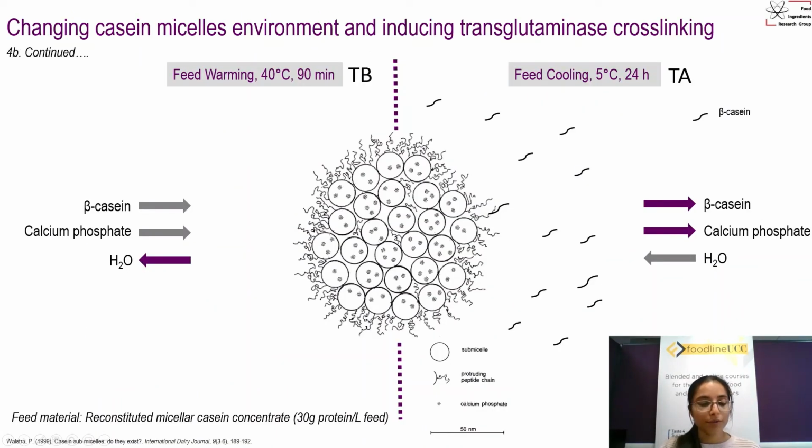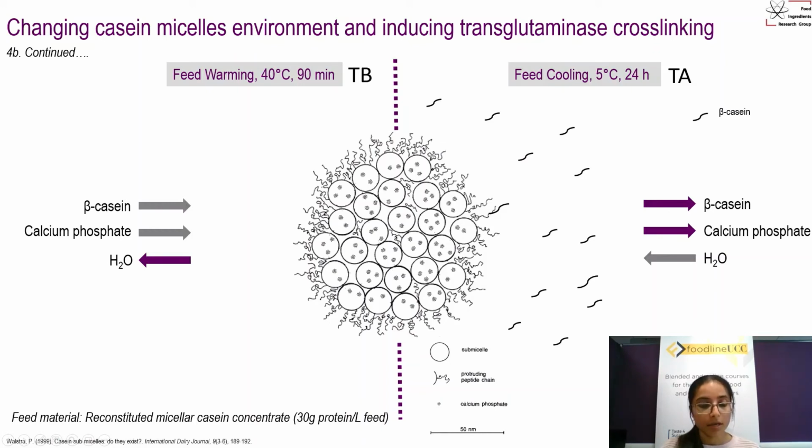So in order to study the effect of transglutaminase cross-linking on casein partitioning during milk fractionation, the approach we used was to change casein micelle environment by altering the surrounding temperature and simultaneously inducing the transglutaminase action. Here you see two environments casein micelles were exposed to. Warm temperature of 40 degrees centigrade for 90 minutes and cool temperature 5 degrees centigrade for 24 hours.